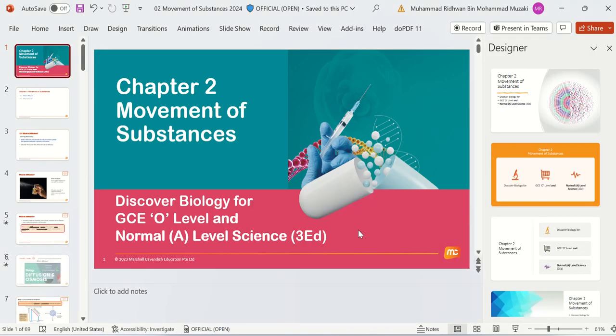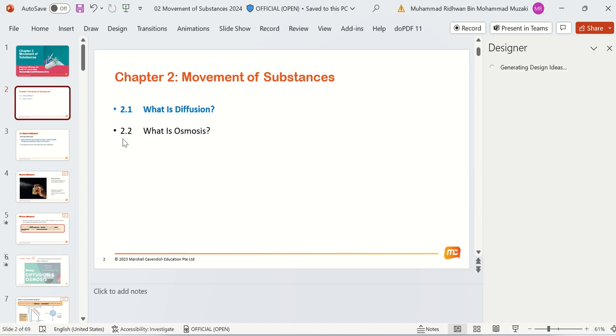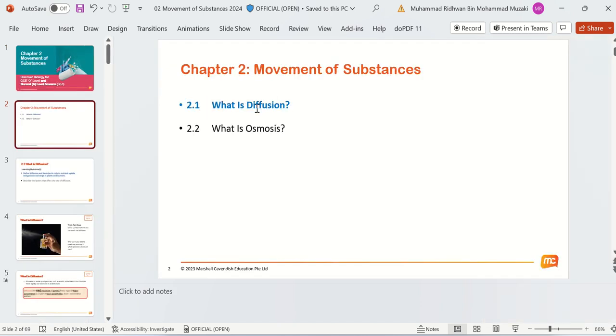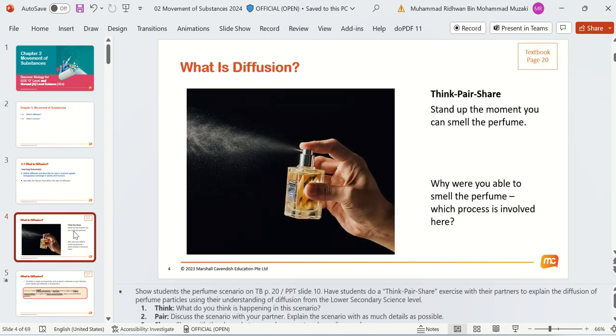Make sure that you have your chapter 2 notes with you. In this particular chapter, we will cover two things. The first is diffusion. Second is osmosis.